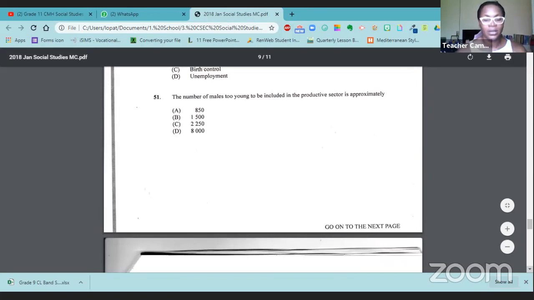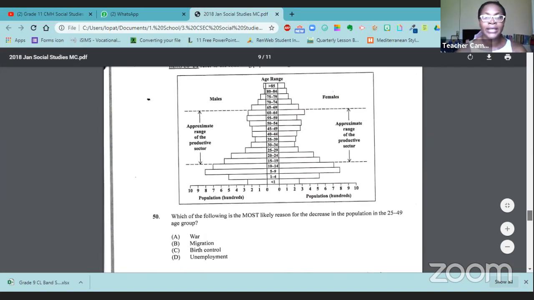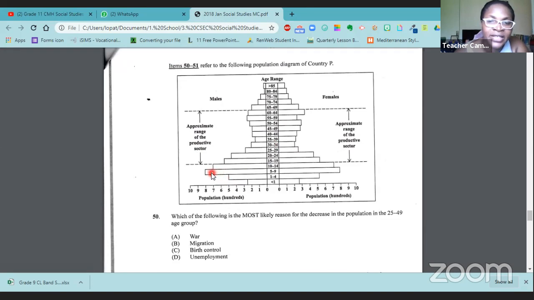The following: the number of males too young to be included in the productive sector is approximately, and I have C. All right, so the productive sector starts here, and we're looking at the males. So the number of males too young, therefore we're looking at this section, to be included would be 1 to 4, which is 500s, 5 to 9, which is 800s, and 10 to 14, which would be 700s.